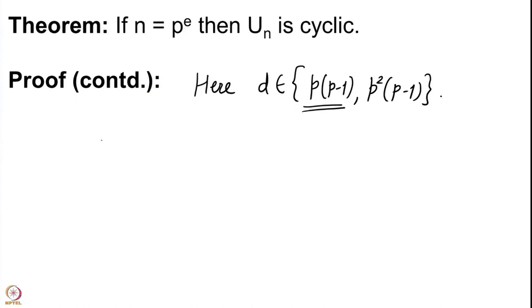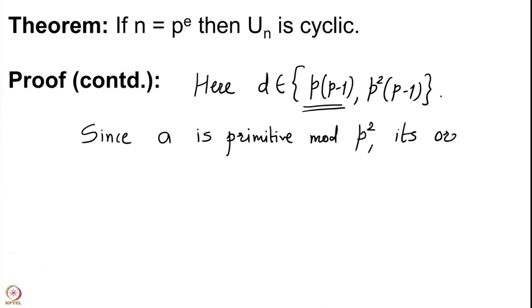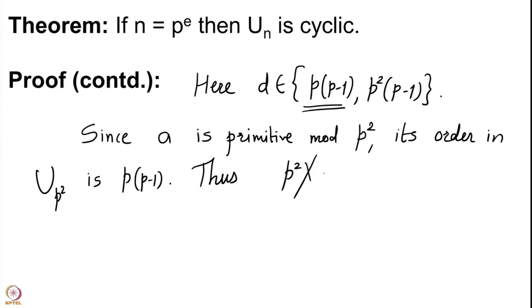So, for that we use that since a is primitive mod p square, its order in U p square is p into p minus 1. Thus, p square does not divide a power i minus 1 for 1 less than i less than p into p minus 1. This is one simple fact that we use.